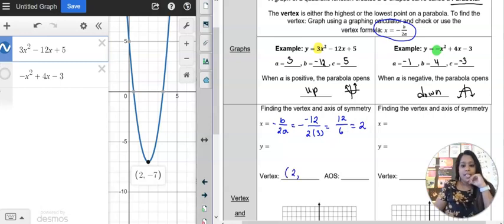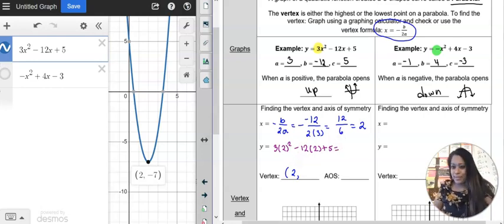Okay, so what I'm going to do here is go ahead and use my equation. I'm going to bring down the 3, and instead of writing x squared, I'm going to plug in the 2 that I found for my x. So 2 squared minus 12 times 2 plus 5. Of course, I have Desmos right there and can probably just plug it in, but let's go through the order of operations here.